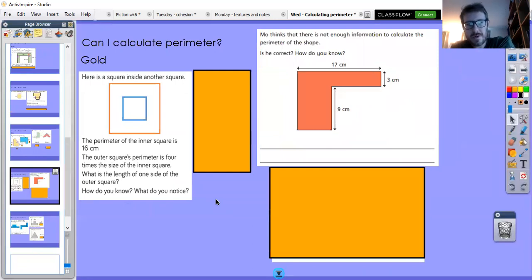Okay, and gold questions. A square inside another square. The perimeter of the inner square is 16 centimeters. The outer square's perimeter is 4 times the size of the inner square. What is the length of one side of the outer square? How do you know? What do you notice? And then Mo thinks there's not enough information to calculate the perimeter. Is he correct? Explain how you know. So pause the video and have a go at these ones.